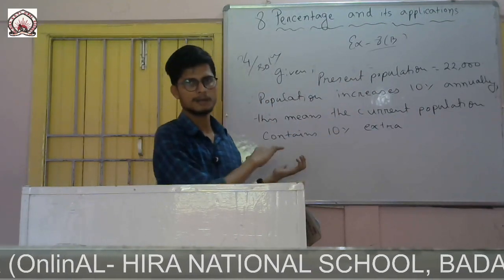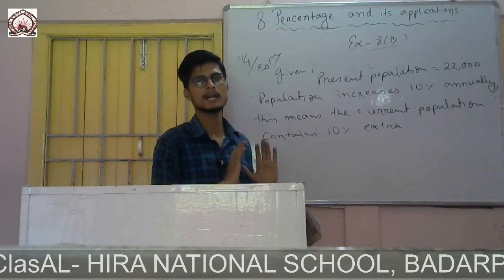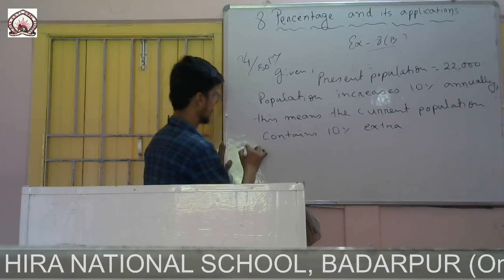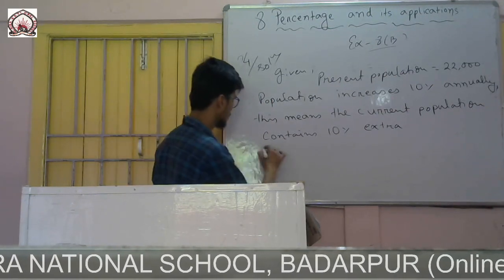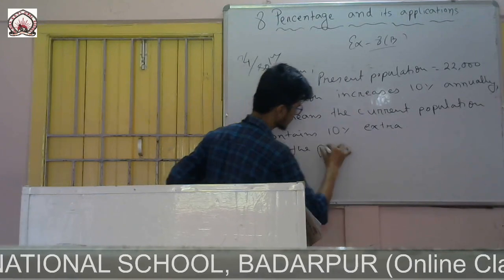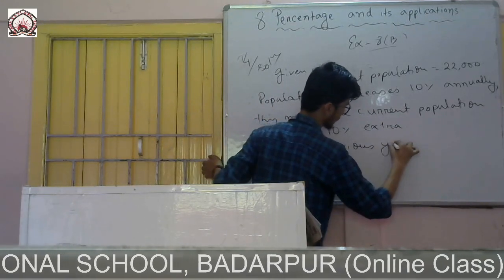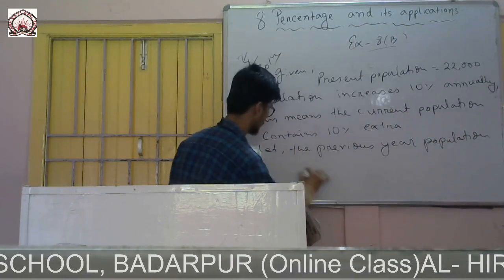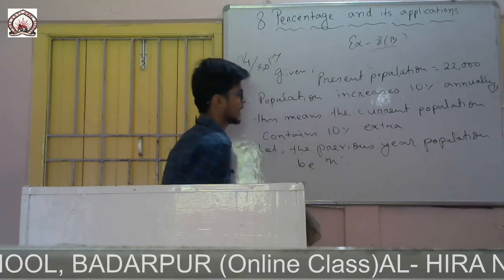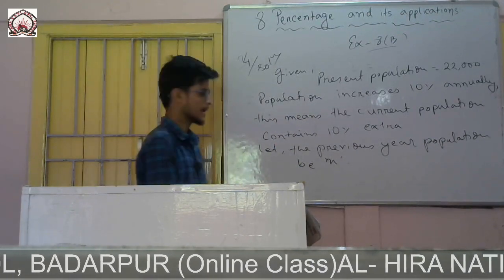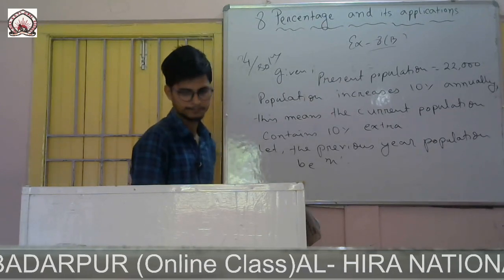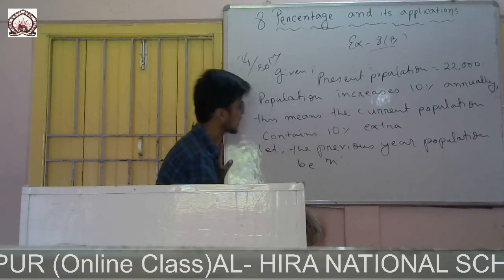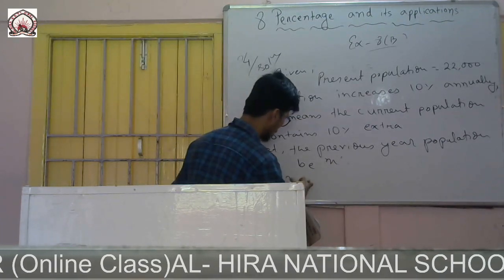If the question is to find the earlier one, then in case of the earlier one it is 10% extra. So we can write, let the previous year population be X. Let the previous year population be X. Therefore, previous year population is X.